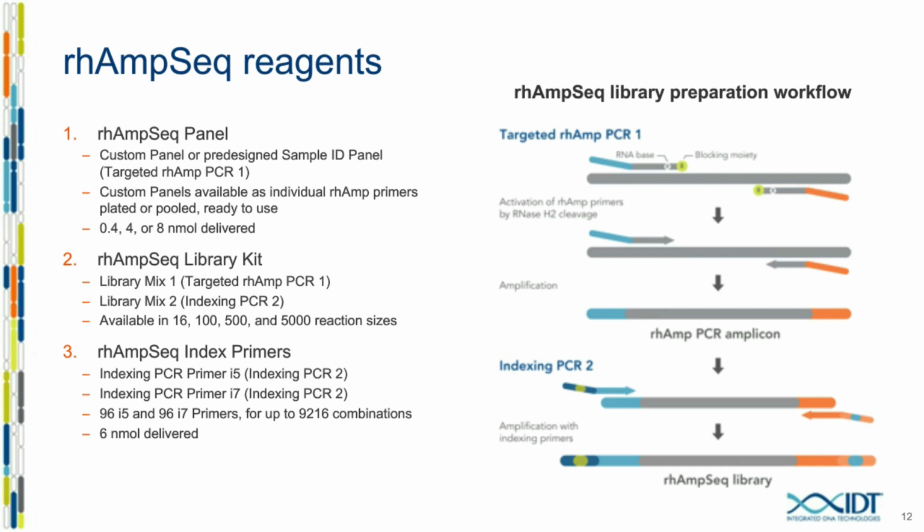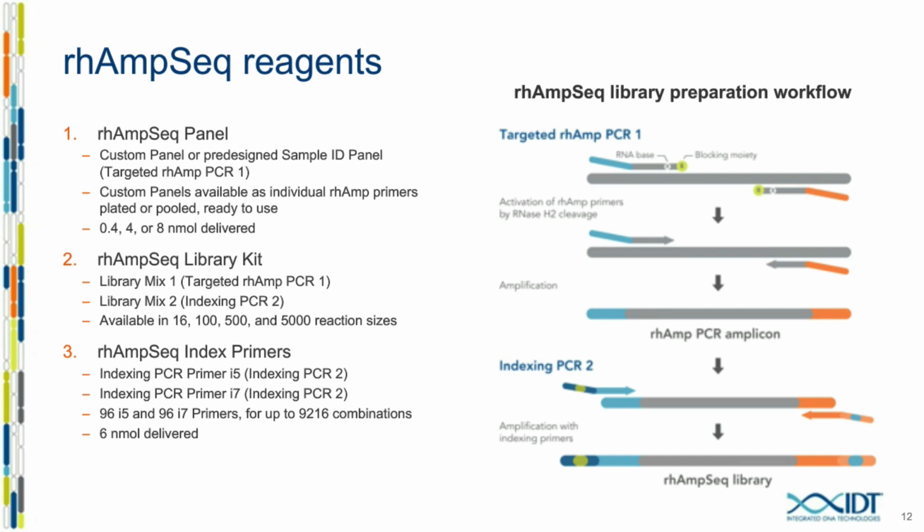All of this is possible with only 3 components, which are listed here on the left-hand side. A rhAmpSeq panel, so these would be your rhAmpPCR primers targeting your regions of interest. And right now, IDT is handling all of the design for you free of charge. A rhAmpSeq library kit, these will contain the master mixes required for PCR1 and PCR2, and also the RNase H enzyme. And finally, the last component you require is rhAmpSeq indexing primers.